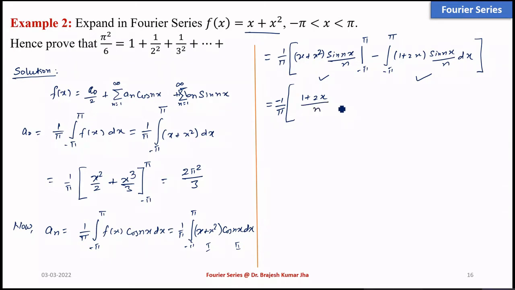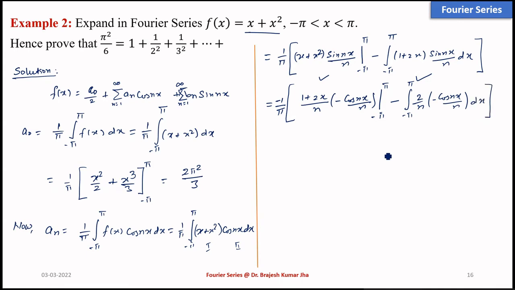So 1 plus 2x by n, that we can take as the first function. Now integration of sin nx is going to be minus cos nx by n, and the limit will be minus pi to plus pi, and minus integration again from minus pi to plus pi, differentiation of 1 plus 2x. So it is 2. So 2 by n that we can take here, and integration of sin nx is again minus of cos nx by n, dx.